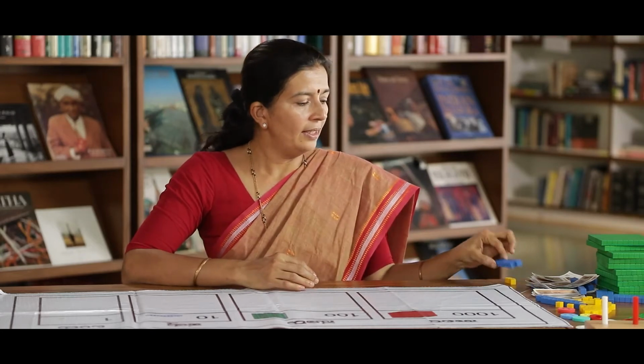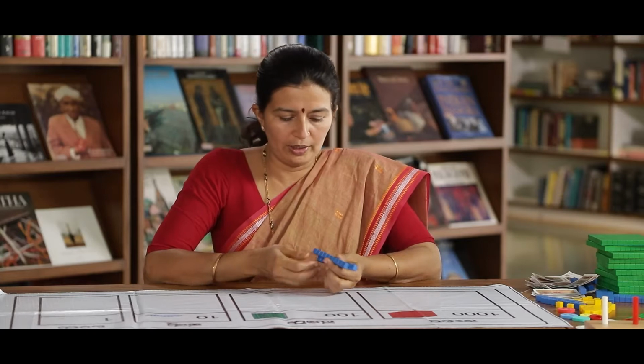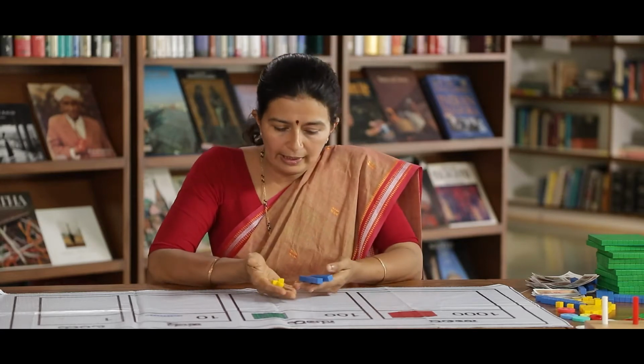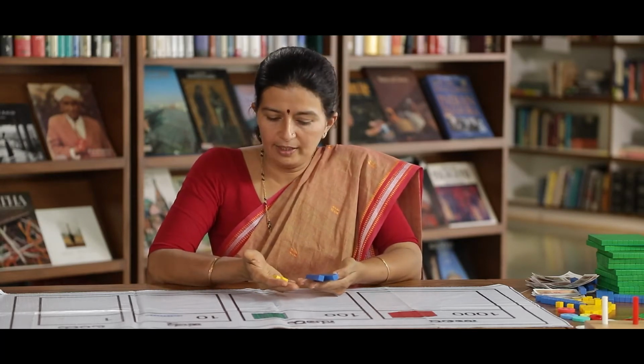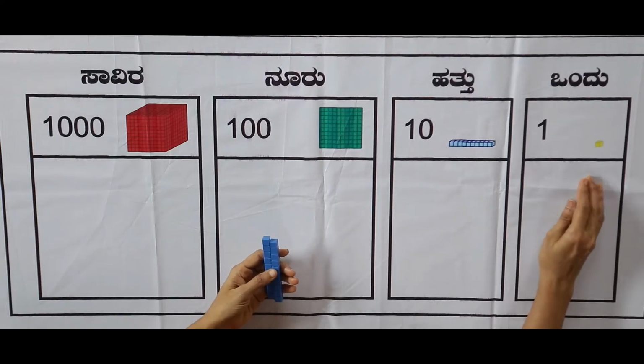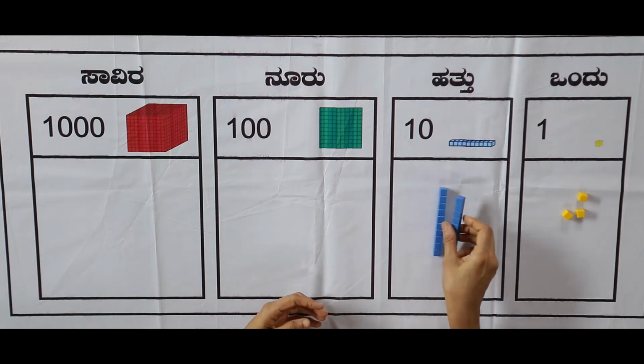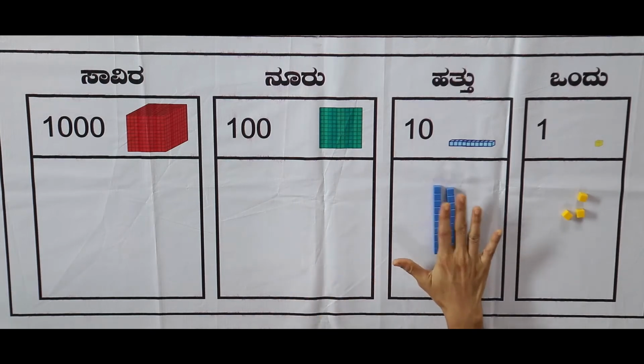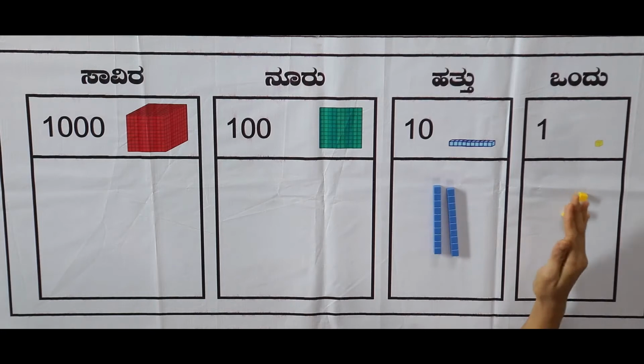We have introduced children to place value through a story. Similarly, the number 23. Let us see how to place it by using a place value mat. In 23, we have 2 tens and 3 units. Let us keep 3 units here and 2 tens here. This way, we can teach them to count different numbers.